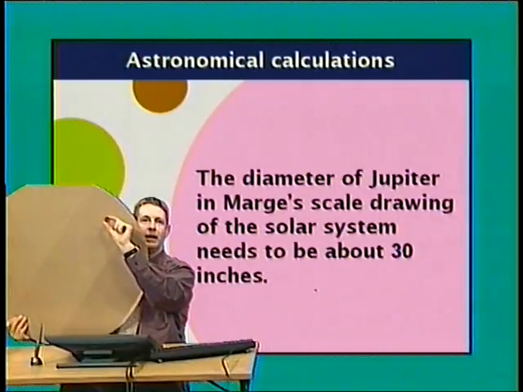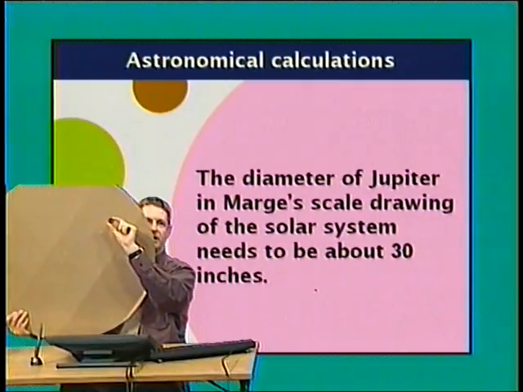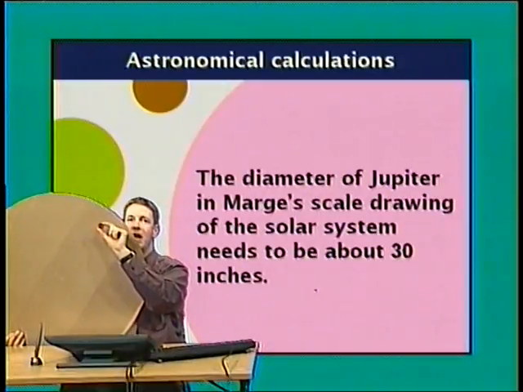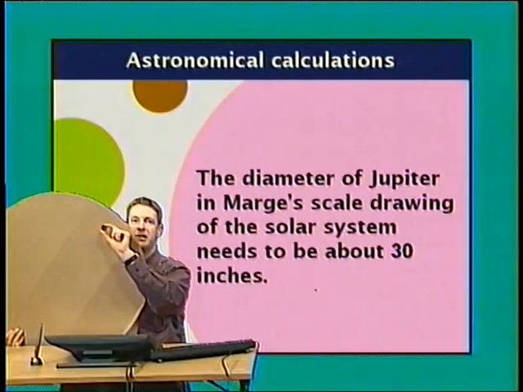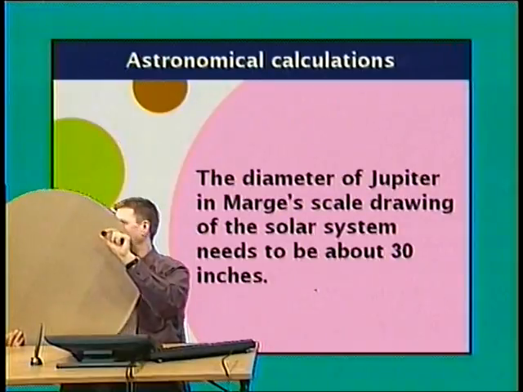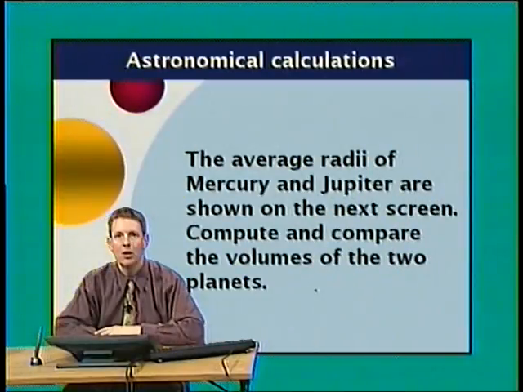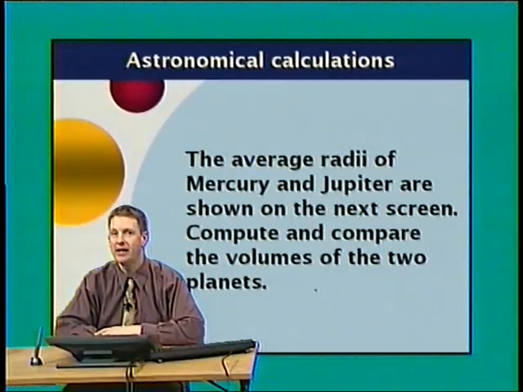Well, guess what? This is just a cross-section of the difference between the two planets. It turns out that Jupiter really, if you think about it in the correct way, is that much bigger than Mercury, which we're going to see in our next example. So, the average radii of Mercury and Jupiter are shown on the next screen. Let's compute and compare the volumes of the two planets. This is the way that we're really going to get a sense of just how much bigger Jupiter is than Mercury.